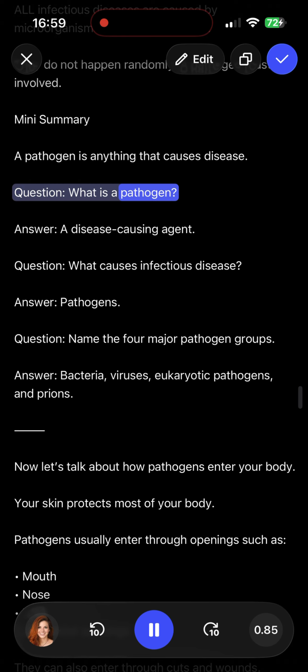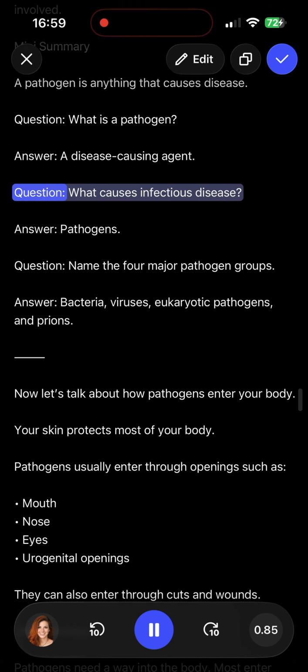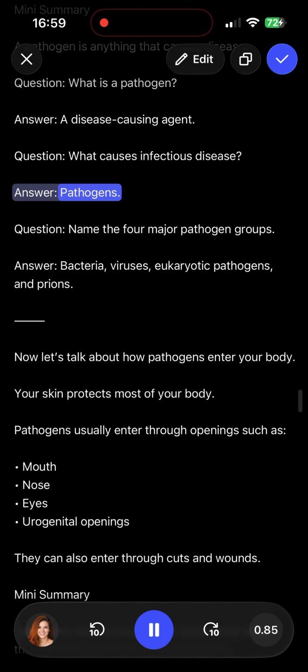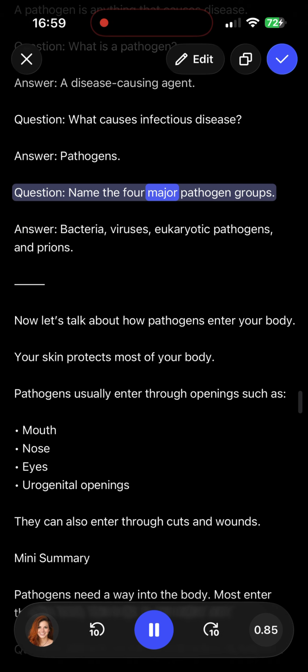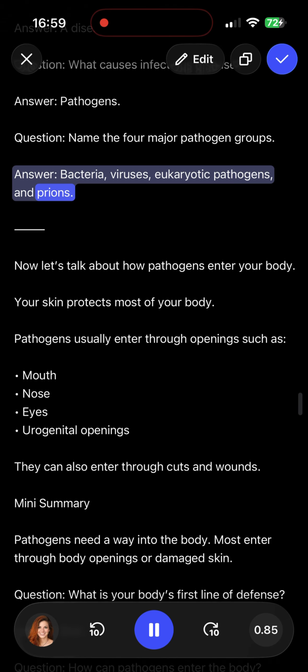Question: what is a pathogen? Answer: a disease-causing agent. Question: what causes infectious disease? Answer: pathogens. Question: name the four major pathogen groups. Answer: bacteria, viruses, eukaryotic pathogens, and prions.